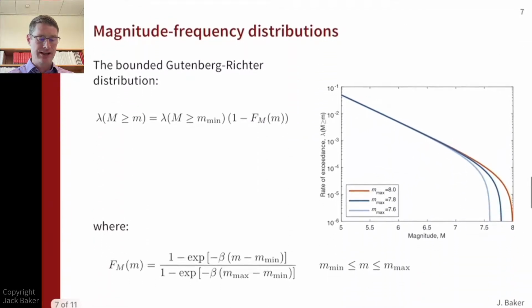We can turn that into what we call the bounded Gutenberg-Richter distribution for earthquake magnitudes for our source model. Let's talk through this equation on the left. We've got lambda, which indicates a rate, the rate of the thing in the argument. So we've got the rate of the magnitude exceeding some value small m. That's equal to the rate of magnitudes bigger than some m min, where m min is the minimum magnitude of interest.